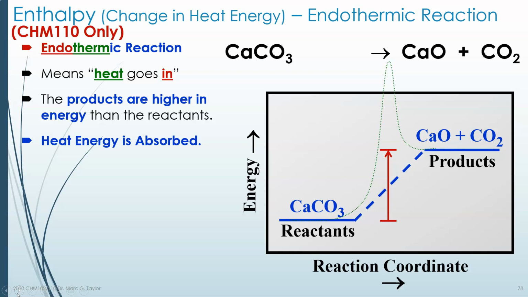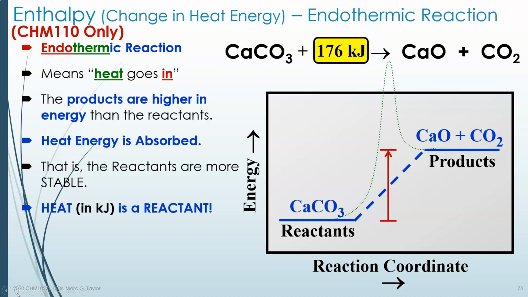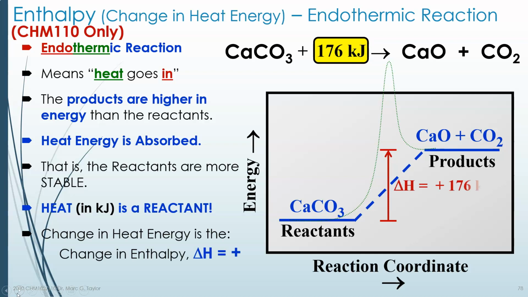You have to add heat to the calcium carbonate. It's absorbed by the calcium carbonate to produce the two products. In other words, the reactants are more stable, the products are less stable. And as a result, this means that heat energy is a reactant in this particular reaction. You have to add it on the left side of the equation.